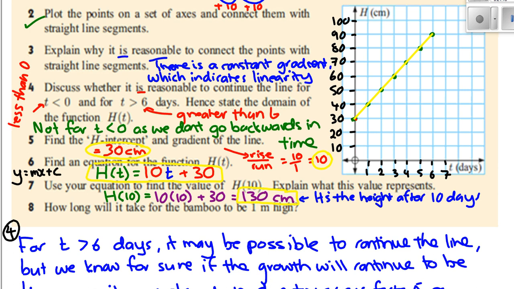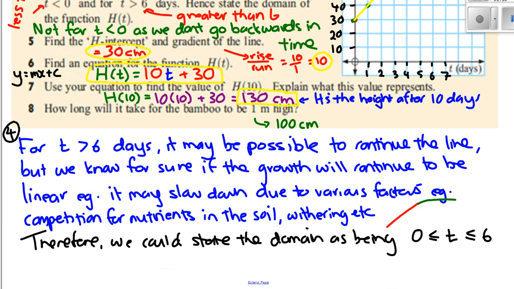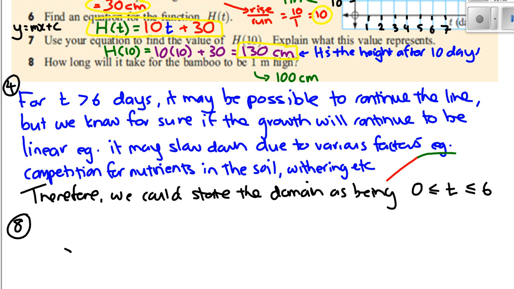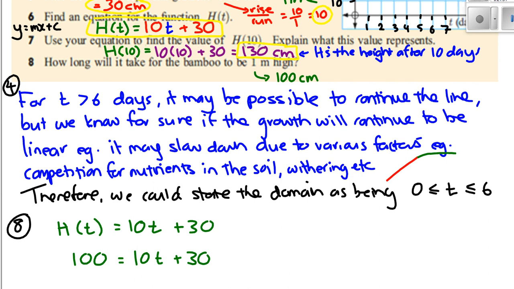Now, how long will it take for the bamboo to be 1 meter high? So 1 meter, remember, is the same as 100 centimeters. So they want to know how long, what would be the time? So I'm going to answer question 8 down here, so I can give myself a bit of space. So our function, remember, is the height with respect to time equals 10t plus 30. I want to know for it to be 100 centimeters high, which is 1 meter. What's the time going to be?